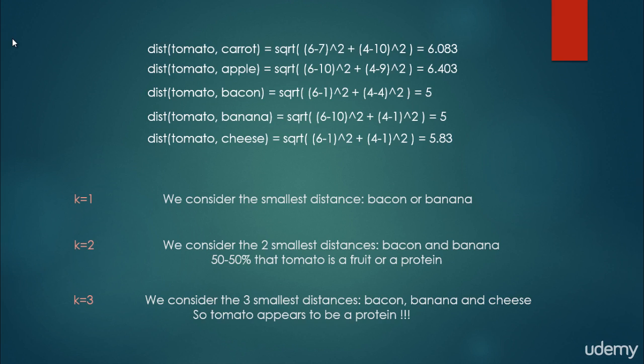If the k equals 3, it means that we consider the 3 smallest distances, the 3 items that lie closest to the one we want to classify, so the tomato. It is the bacon, the banana, and the cheese. The bacon is a protein, the banana is a fruit, and the cheese is a protein. So we have 2 proteins and 1 fruit. So tomato appears to be a protein.